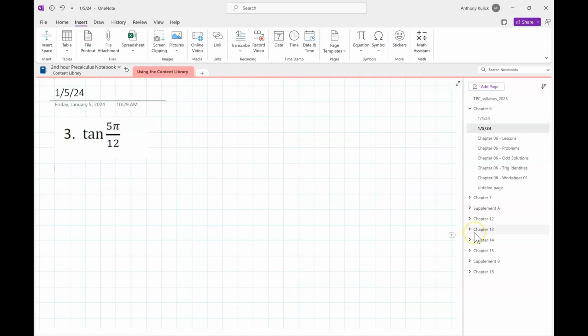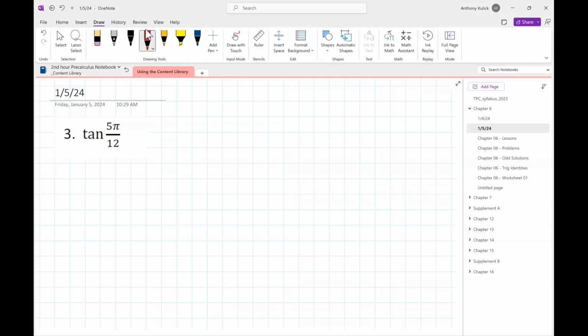All right, so our directions here say find the exact values using the sum and difference formulas. Number three, we're given our angle measure in radians. My first order of business will be to convert from radians into degrees. Not that you can't do it with radians, but it's just way easier to turn it into degrees.